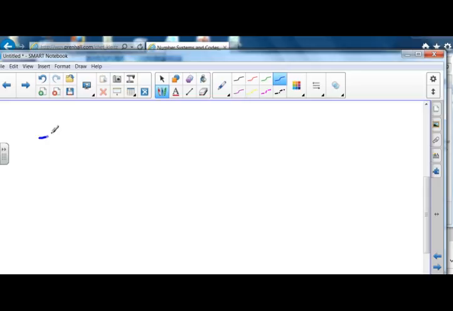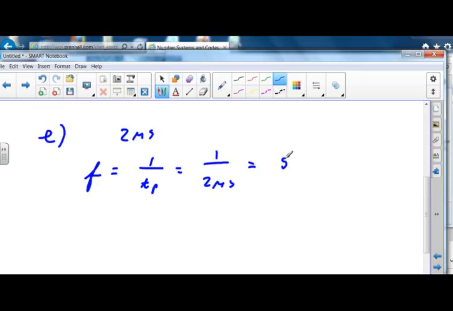All right, going to E next. We know the period, 2 microseconds. What's the frequency? Frequency is 1 over the period, 1 over 2 microseconds. 1 divided by 2, double E minus 6, 500 kilohertz.